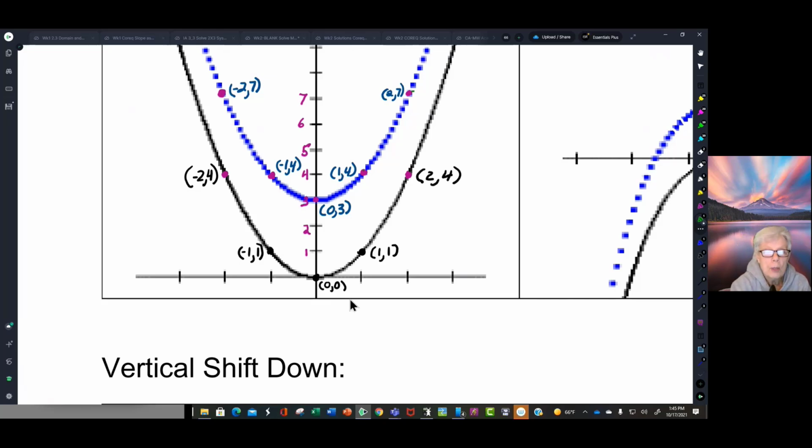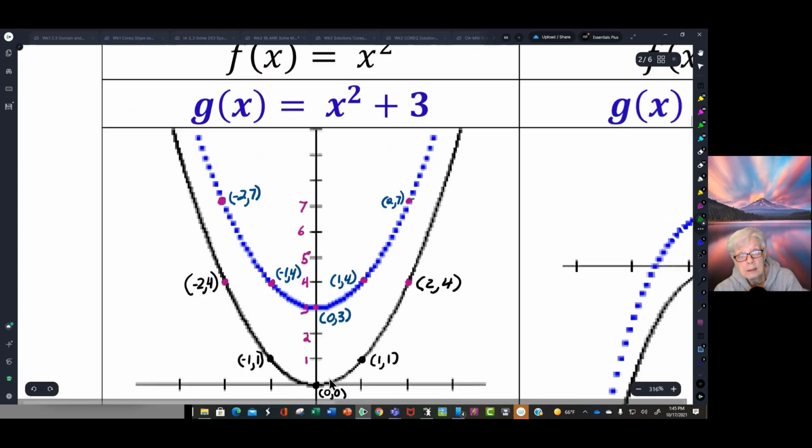Okay, point -1, 1. Well, we're going to add 3 to that one, and we get 4. So -1, 4. -2, 4. The only thing affected is the y coordinate. I'll add 3 to 4. That gives me 7. So this is point -2, 7. And that continues.